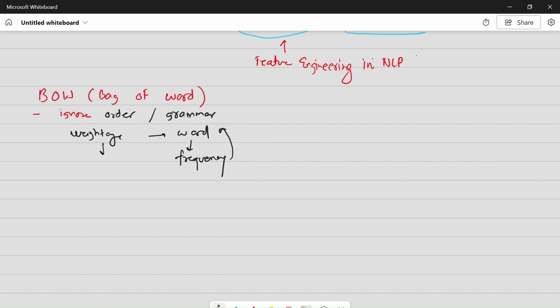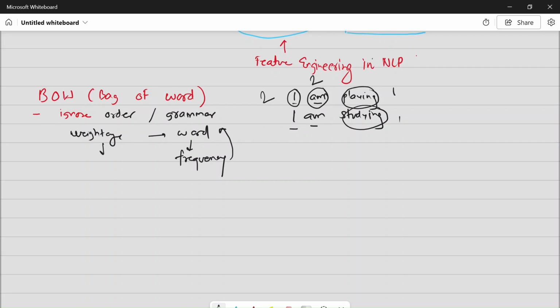For example, let's say I have sentences. Okay, I am playing. Second sentence, let's say, I am studying. If you look at these two sentences, you can see that I and am come two times. So the frequency of I will be 2, the frequency of am will be 2, and the frequency of playing and studying will be 1. So converting these words based on the frequency is nothing but the bag of words.